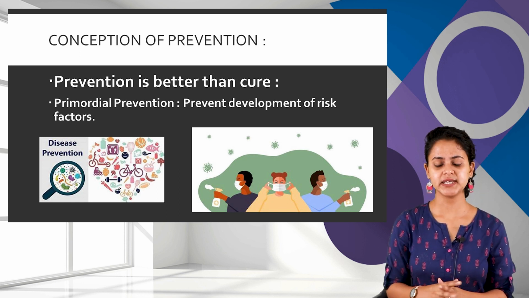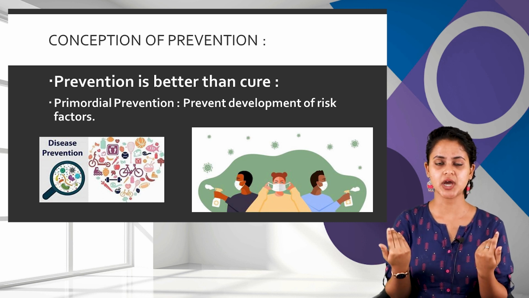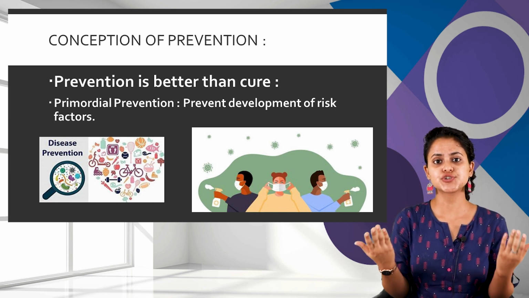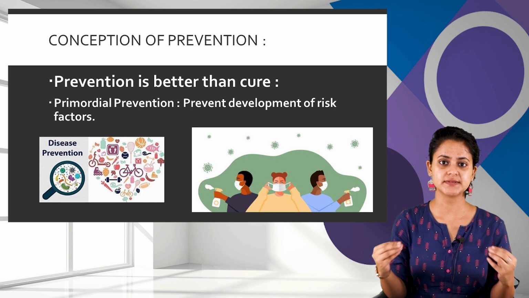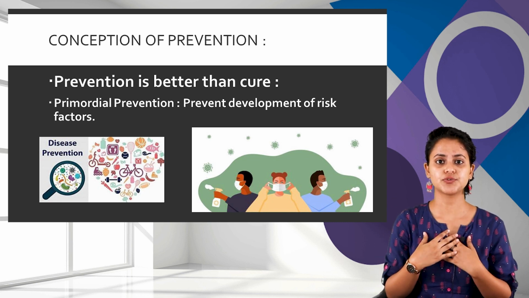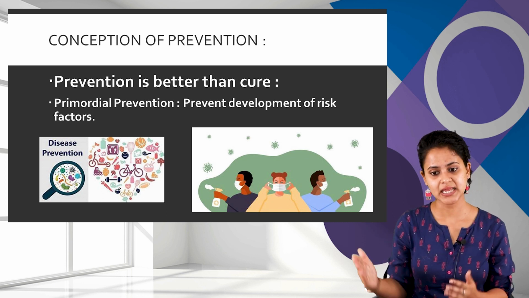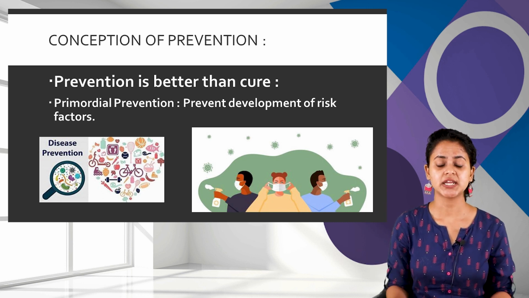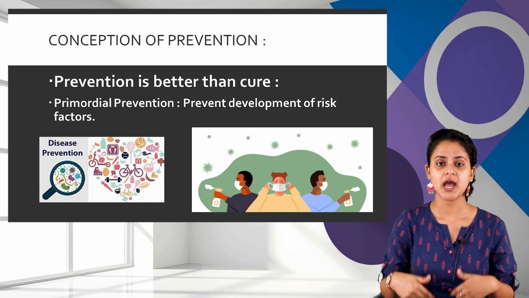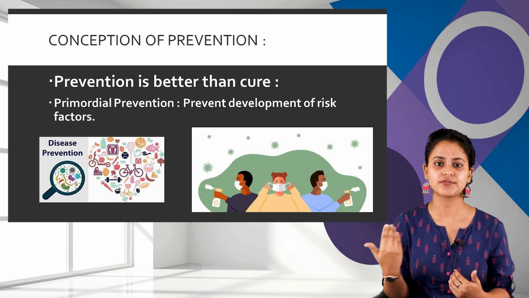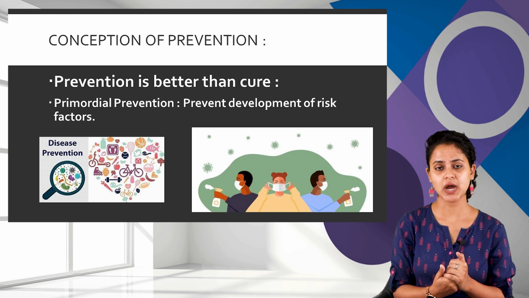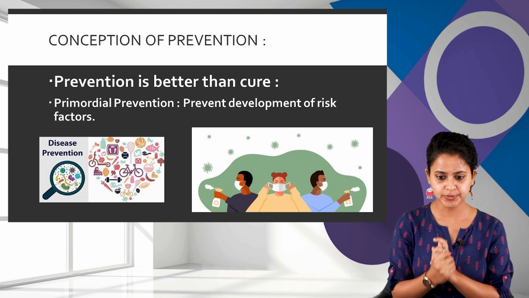So there are basically four levels of prevention. When we talk about the disease process and the concept of disease, as a medical professional, we should learn about these four levels of prevention of disease. Now we are going to discuss each level one by one. So the first one is the primordial prevention.